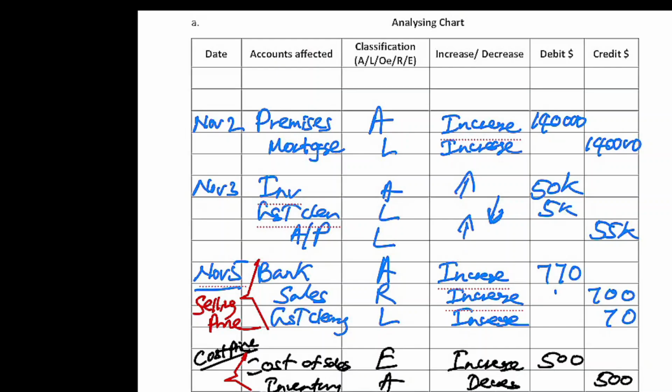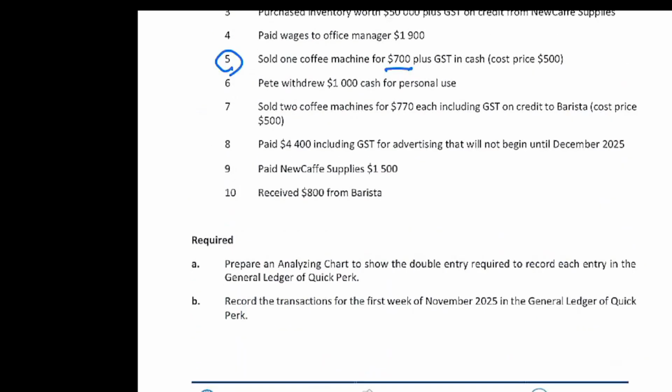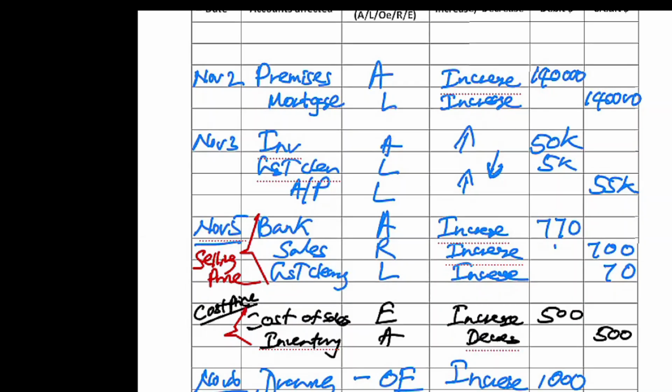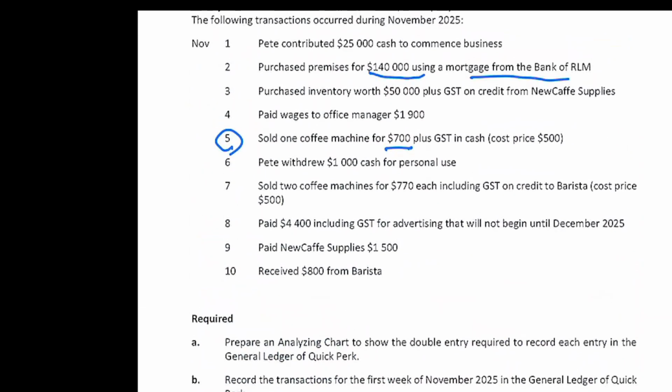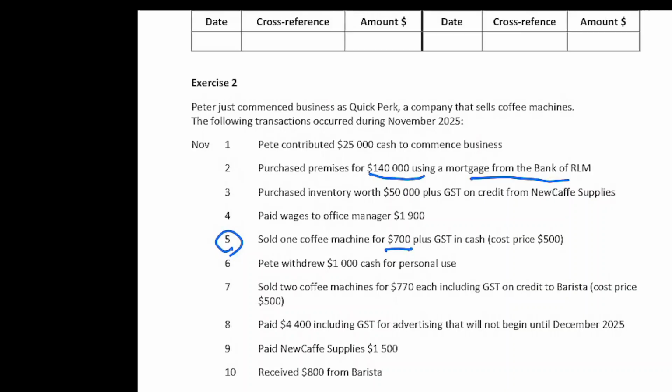Then the other one is bank, an asset. Increase, decrease? Decrease. Debit or credit? Credit. Asset decrease, credit. 1,000, right? Okay.